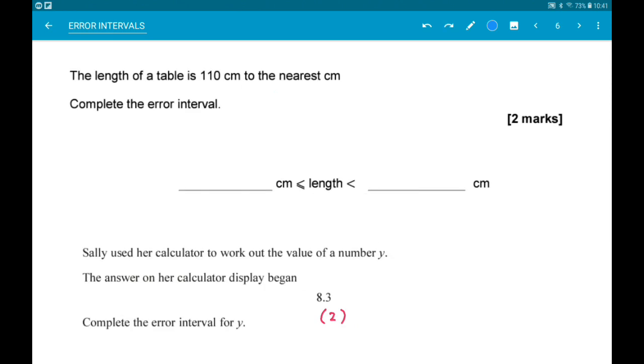Okay, next up, the length of a table is 110 centimeters to the nearest centimeter. Complete the error interval. So, the shortest it can be to round to 110 to the nearest centimeter is 109.5. The shortest it can't be would be 110.5.